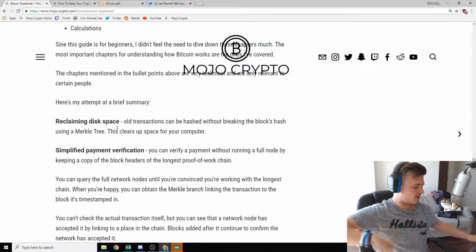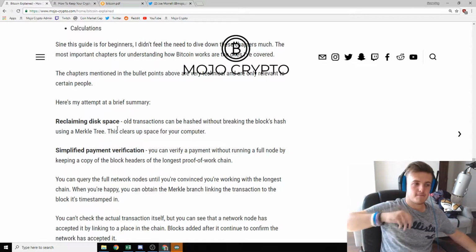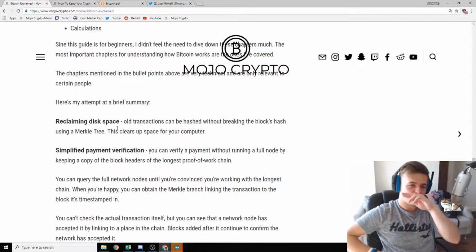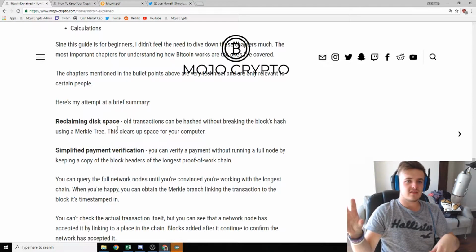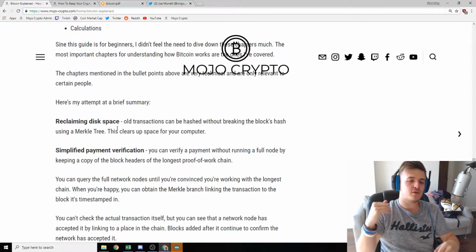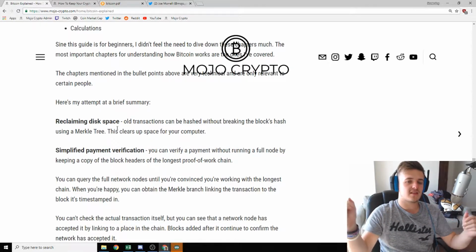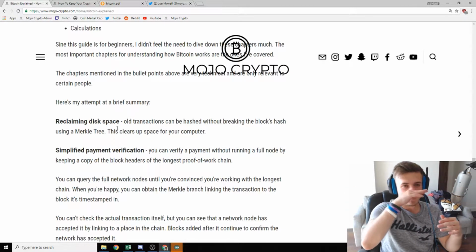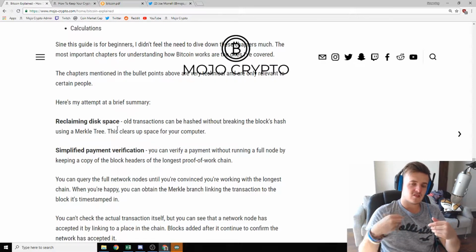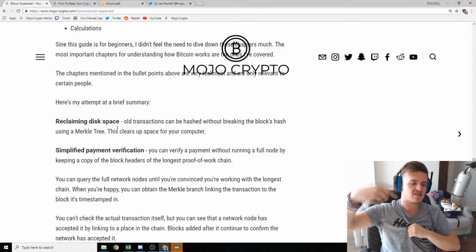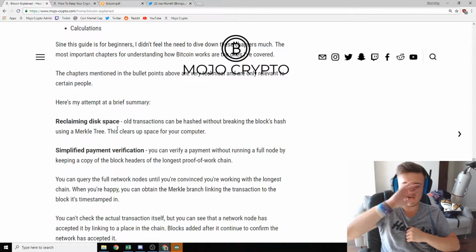Right. Reclaiming disk space. So, basically, if you were to leave all of the transactions in the blockchain, it would take up a lot of space. So you can actually reclaim some disk space by hashing it all. But the problem with hashing, like we said, is if a single thing changes in a block, you're going to break the hash. So how can we get around that?